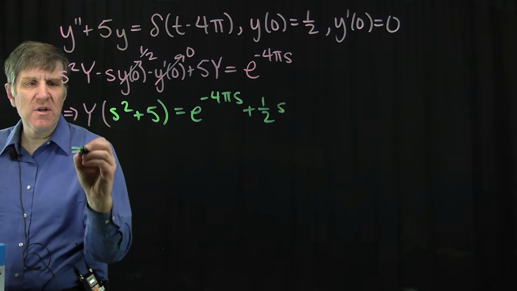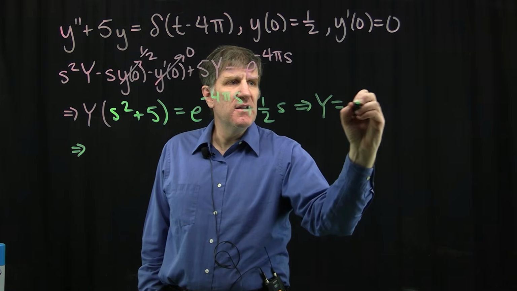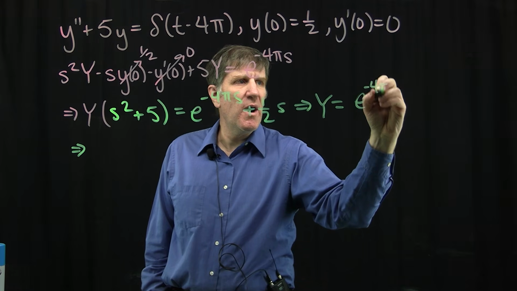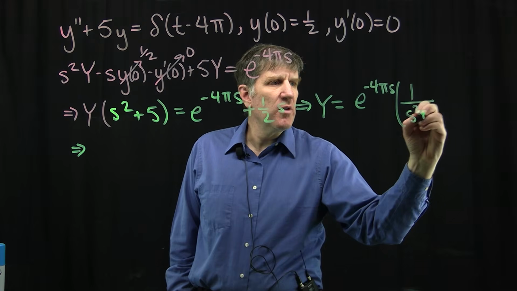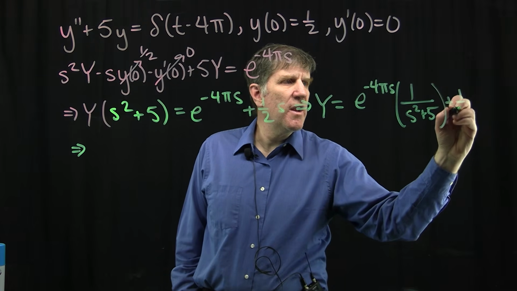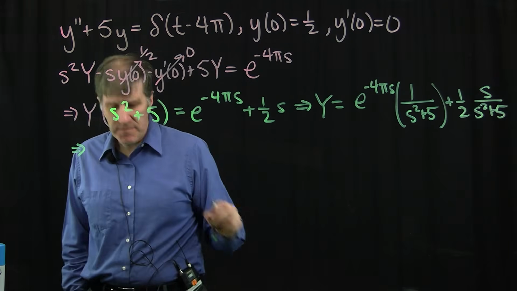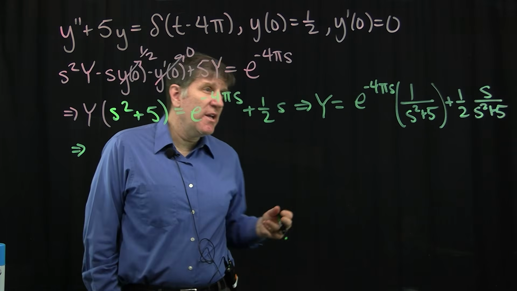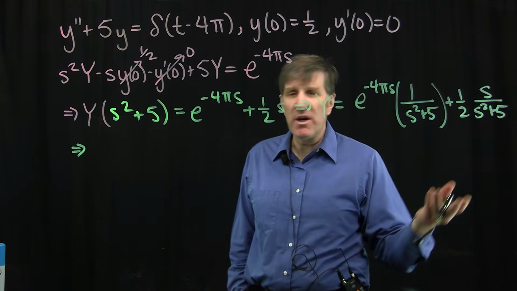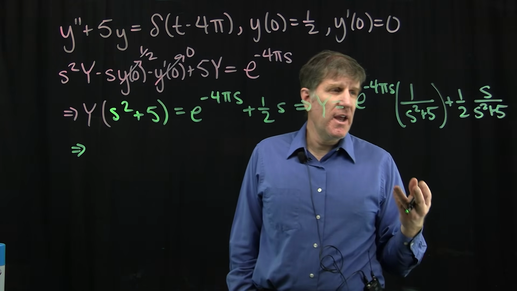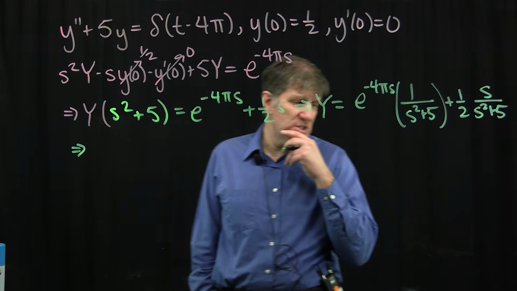So let's continue here. Capital Y is e to the minus 4 pi s times 1 over s squared plus 5, plus 1/2 s over s squared plus 5. We're basically ready to invert. In this particular problem, we don't have a partial fraction that we have to do. We don't have a completing the square that we have to do. We're ready to just do the inverse, which is nice.